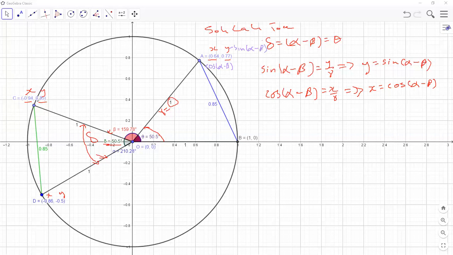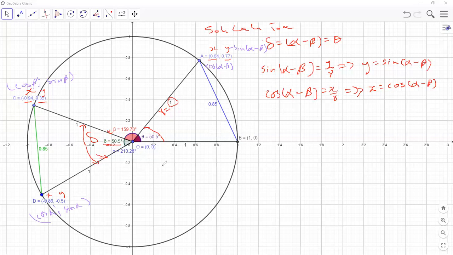Now, the same idea applies here, but in this case, we are reasoning in terms of beta. So the x coordinate here is cos beta, and the y coordinate here is sine beta. In the same respect here, we're using alpha. So the x coordinate here is cos alpha, and the y coordinate here is sine alpha. Now, I'm simply going to apply the distance formula.